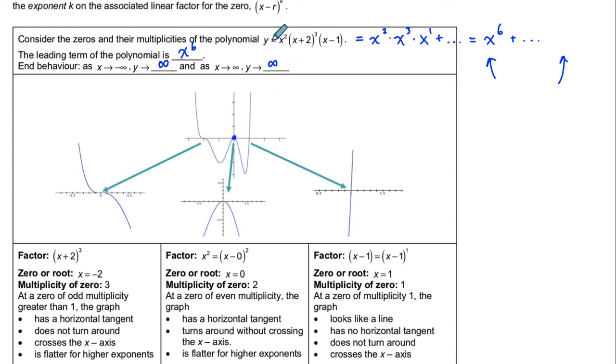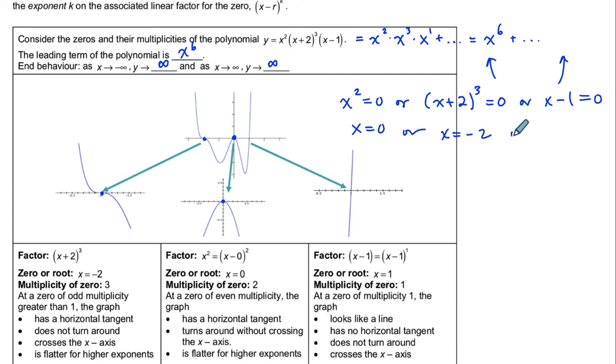Again, if we set y equal to 0 and then use the zero product property, x squared equal to 0, or (x plus 2) cubed equal to 0, or x minus 1 equal to 0 would give us 3 solutions: either x equal to 0, which is right here, or x equals negative 2, which is right here, or x equal to 1, which is the third x-intercept right here. And then I've zoomed in at each of those graphs so that we can see the shape in greater detail. By zooming in, we see that this graph has kind of a flattening out.